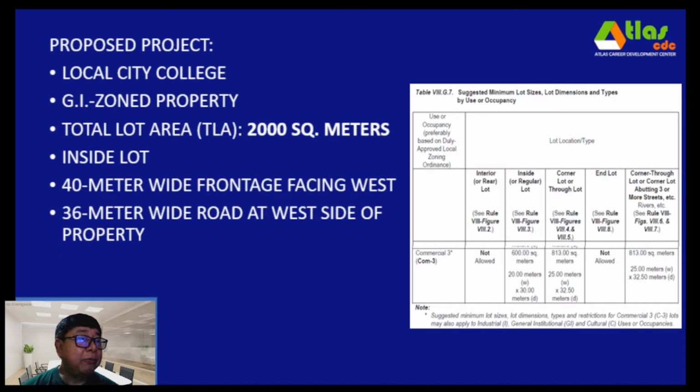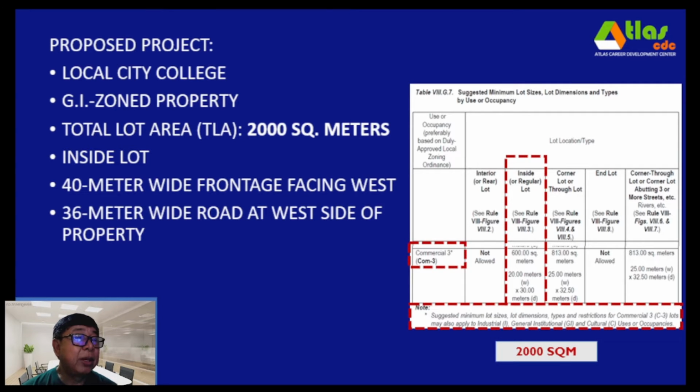Now, if we are going to check the suggested minimum lot size under Table 8.G.7, for institutional, it follows the same suggested minimum lot size as for Commercial 3, wherein for an inside lot, the suggested minimum lot size is 600 square meters with a dimension of 20 by 30. However, our proposed project is much bigger. We have our total lot area at 2,000 square meters.